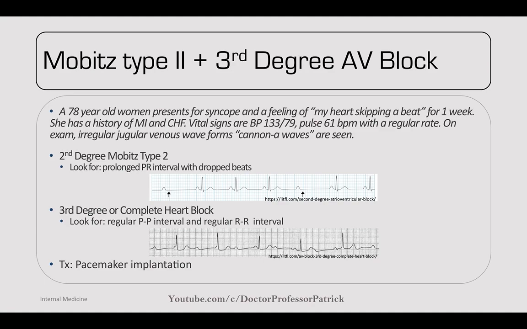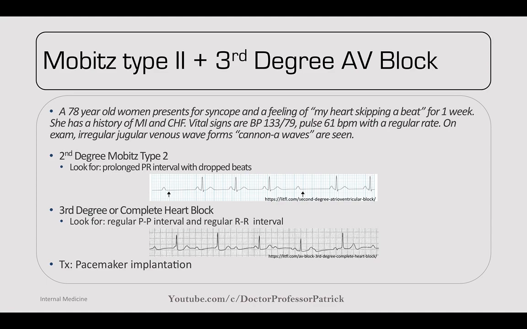A lot of the times you'll lose a P wave underneath the QRS, and the pathophysiology of these cannon A waves is the atria contracting at the same time as the ventricles are contracting. So you cannot pump the blood into the ventricles, so the blood goes back up, and that's why you'll see the waves in the jugular venous pulse.